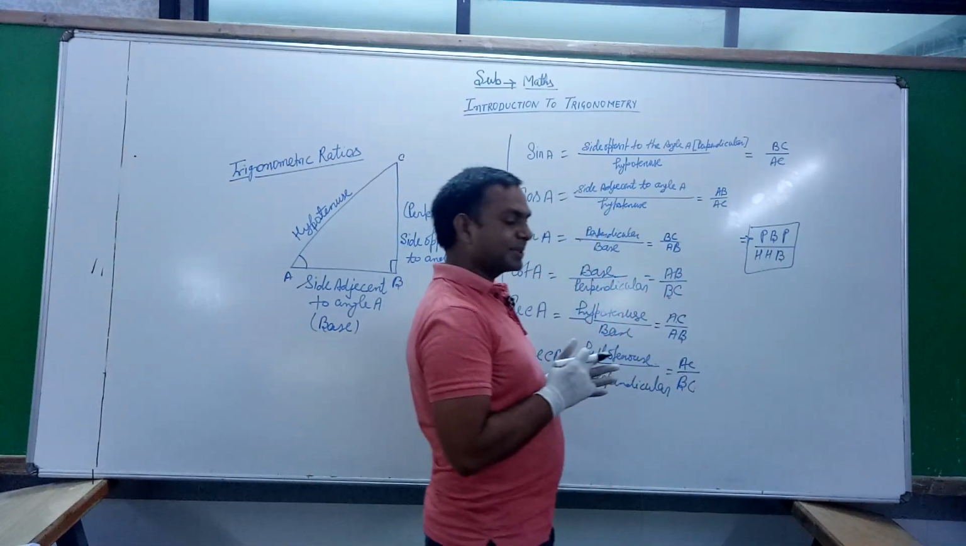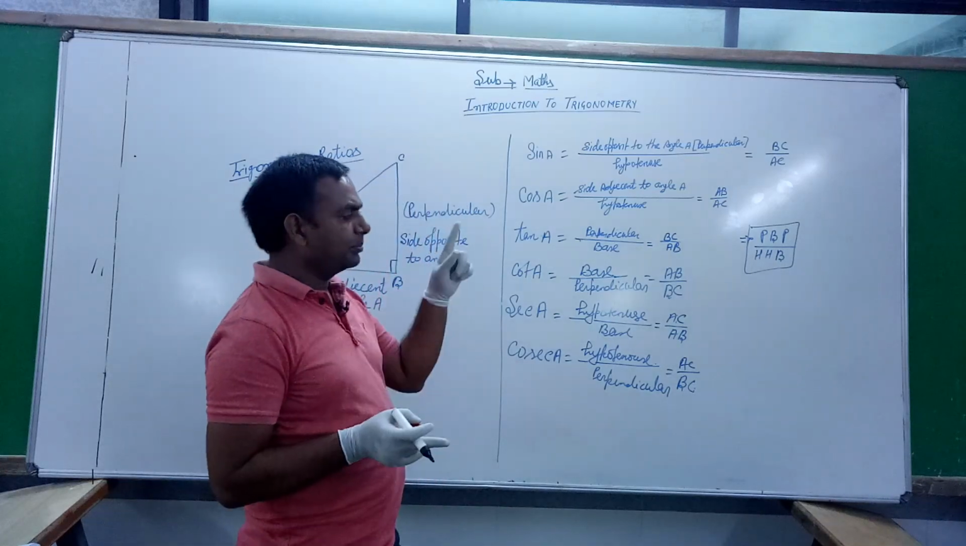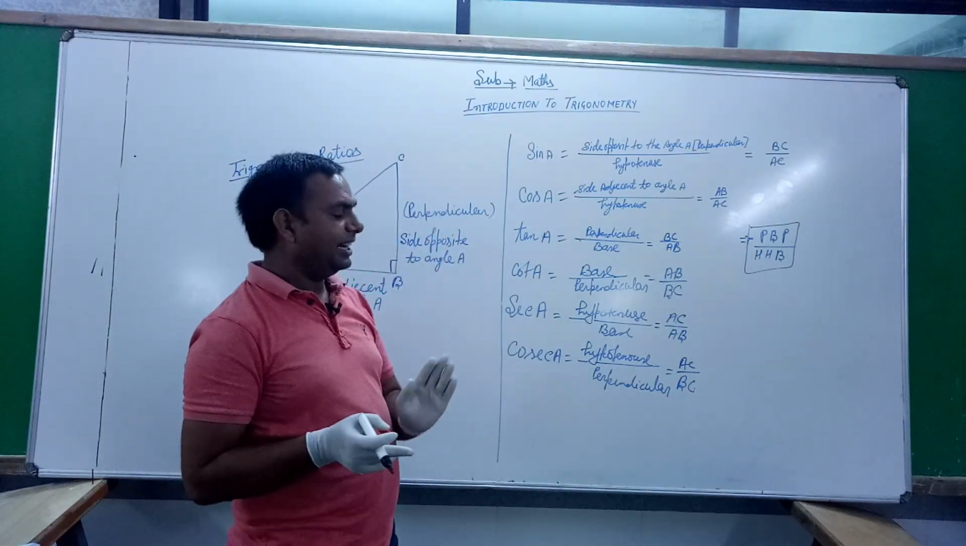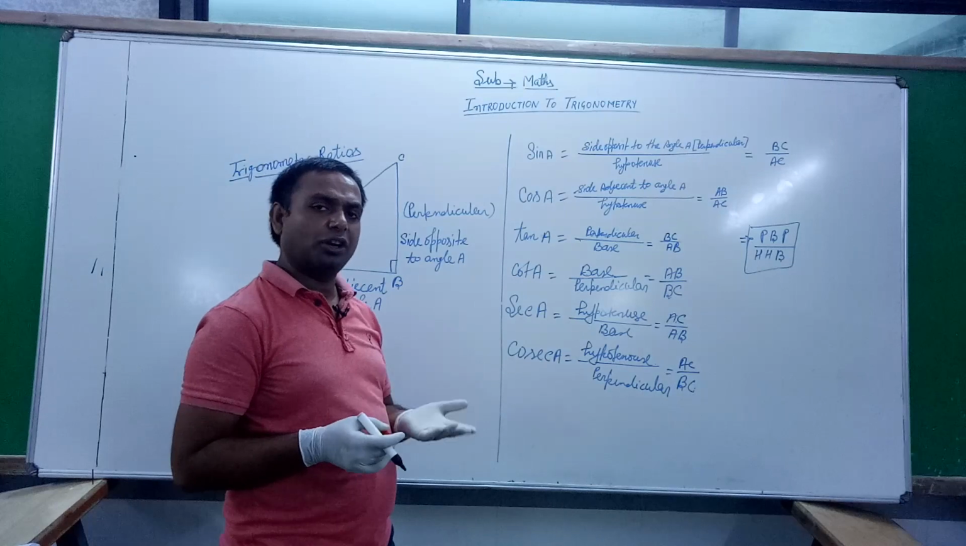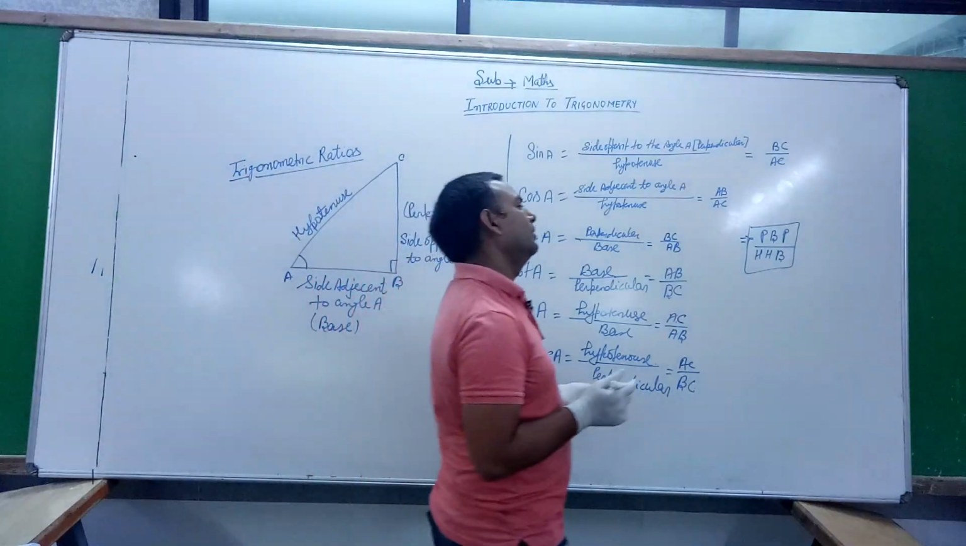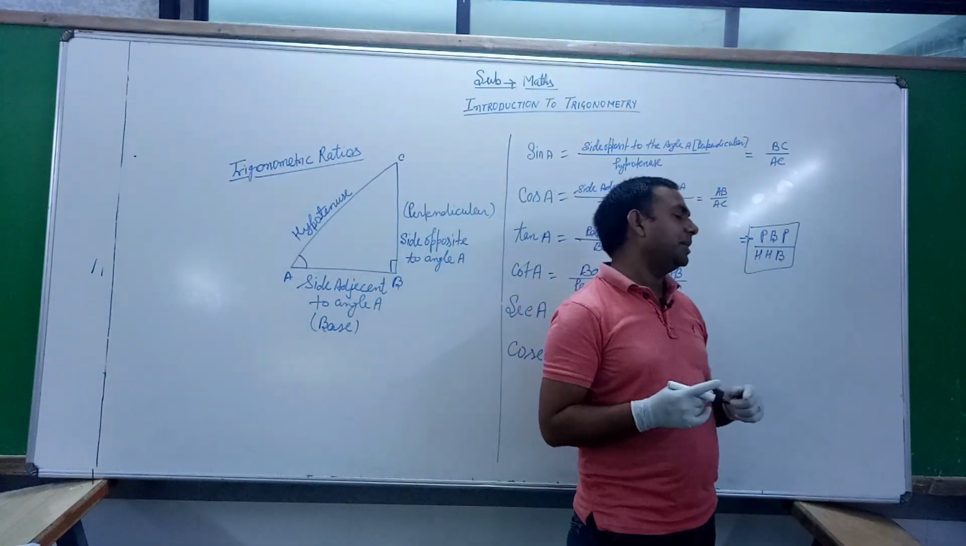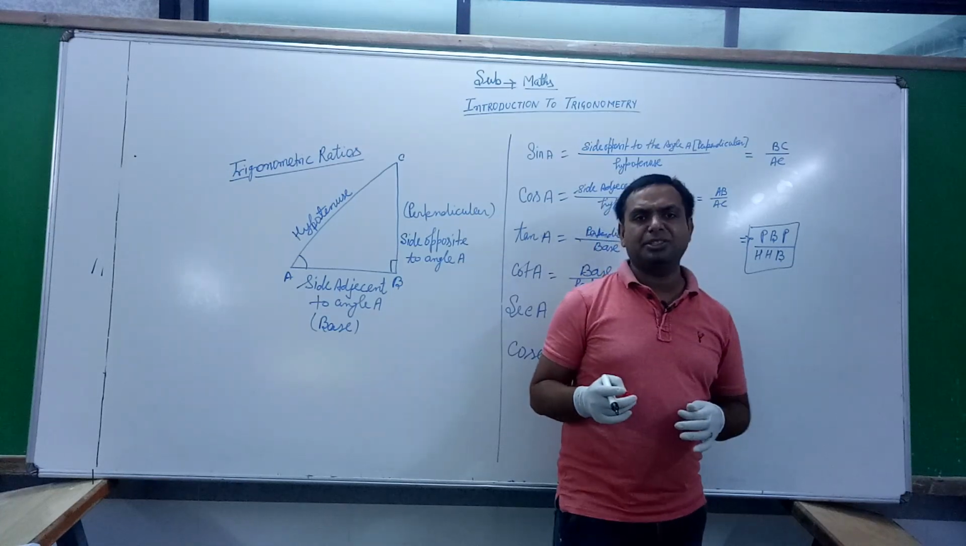And the opposite of sine is cosec, the opposite of cos is sec, and the opposite of tan is cot. So according to the short form, for your memorization, you can write down P B P upon H H B.